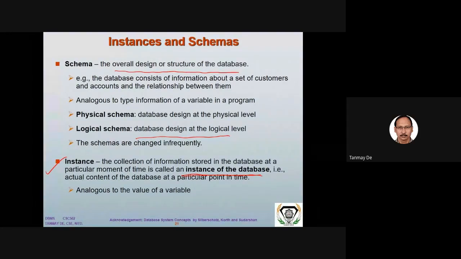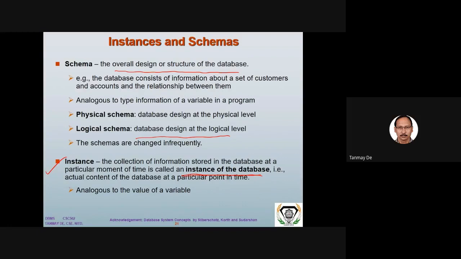And what is the physical schema? That is when this variable or type is stored in physical memory, on the physical storage device, which needs a single memory location or a block of memory locations. Is there any question? What are schema and instance, in brief? Is it clear? Schema is the overall structure of the database.